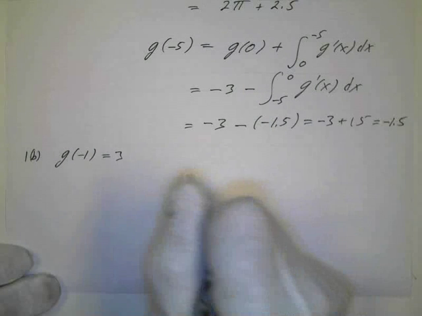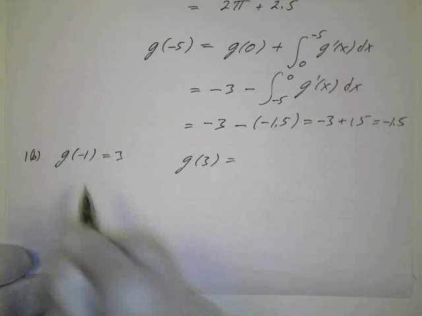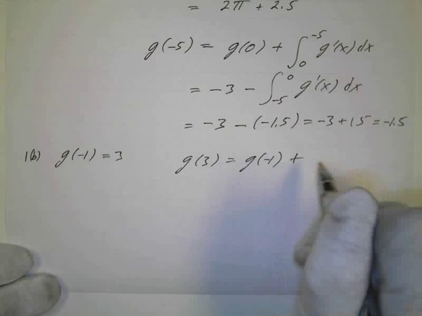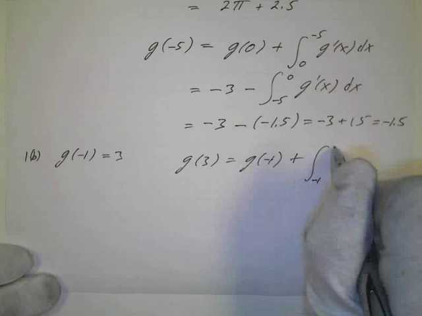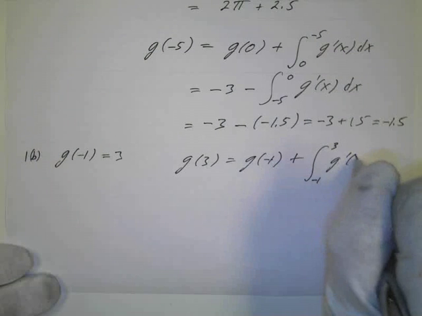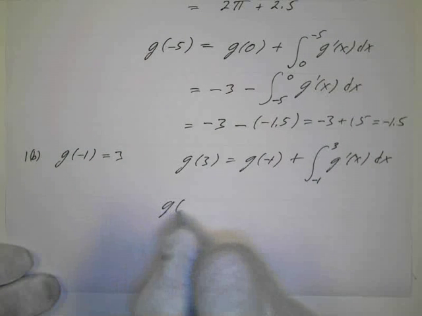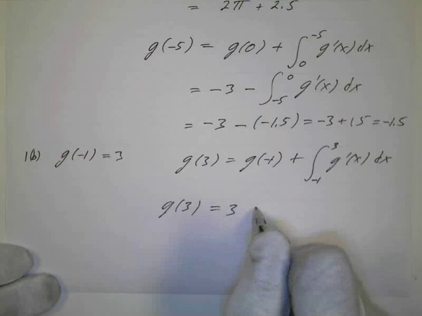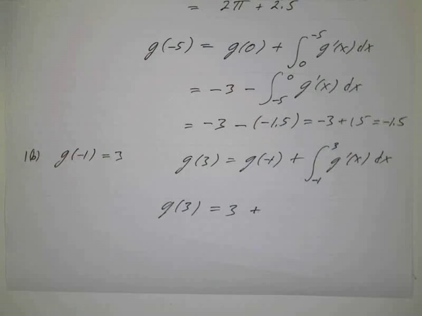And I want to find, first of all, g of 3. So remember, g of 3 equals, now my starting point would be g of negative 1 plus, and then I want to go from negative 1, that's because this is my starting point, to 3. All right, then I follow the same procedure, and this is of g prime of x dx. So g of 3 equals g of negative 1, which is given to me as 3, so that's my value up to that point, and then I'm going to take the area from negative 1 to 3.